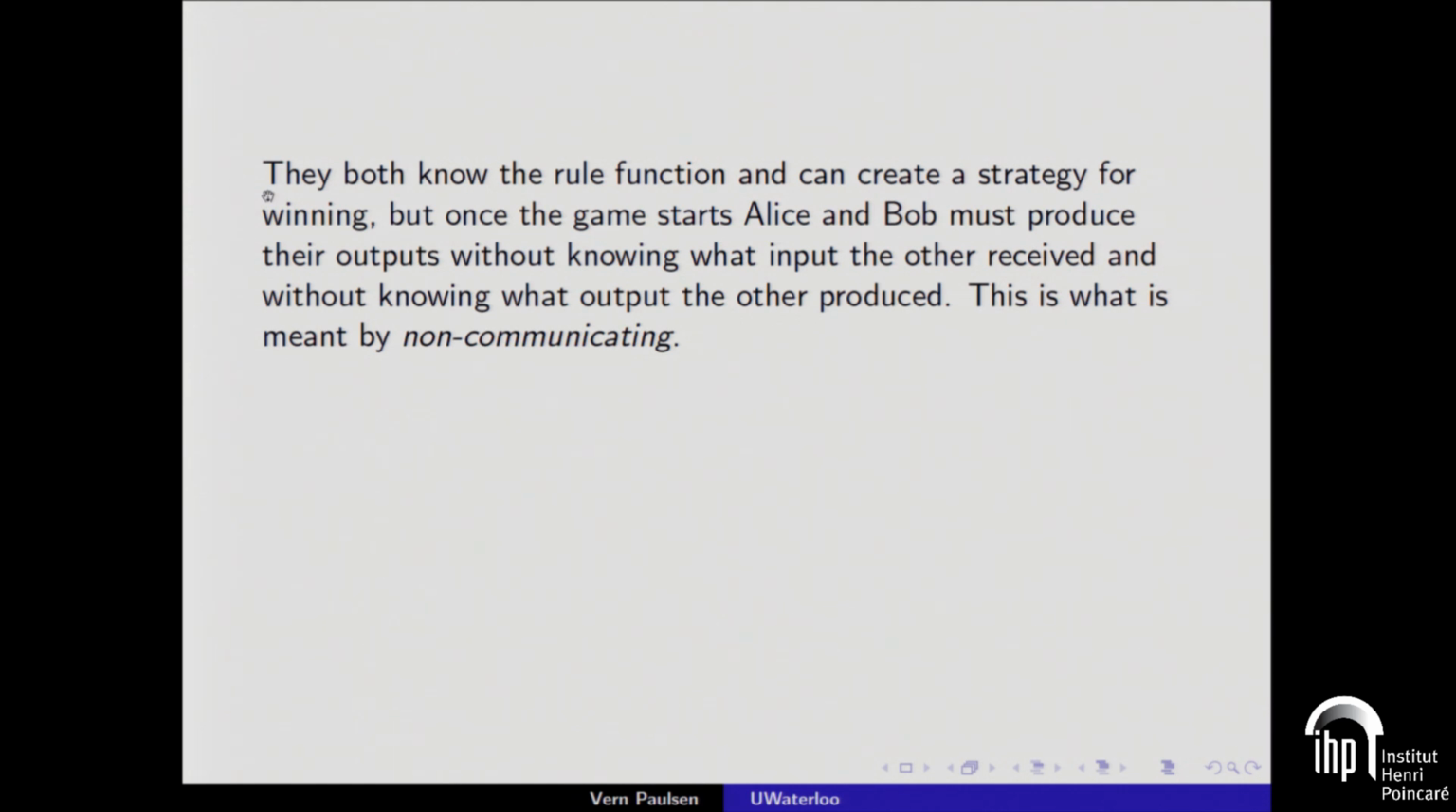They both know exactly what this rule function is, and before the game they can do anything they want to create a strategy for how they're going to play the game, how they're going to try to win. But once the game starts, they have to produce their outputs without knowing what the other person's input was. So Alice doesn't know what question Bob was asked, Bob doesn't know what question Alice was asked, but he still has to give an answer. That's what's meant by non-communicating.